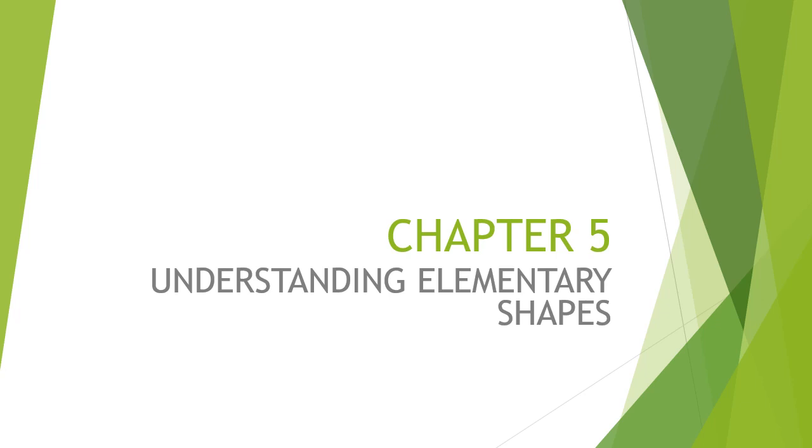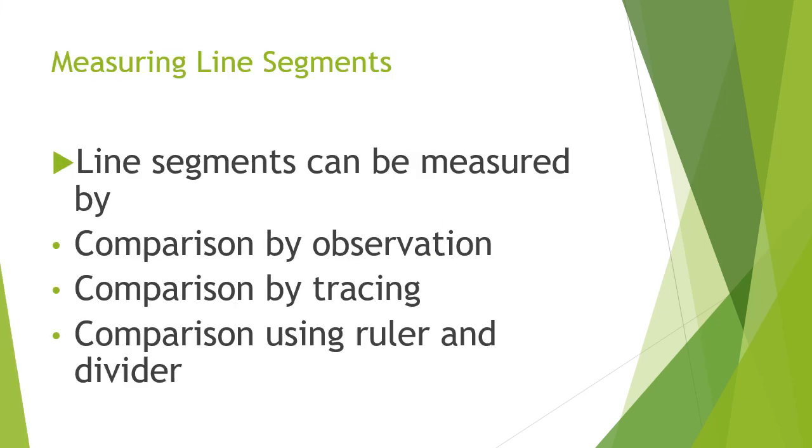Chapter 5: Understanding Elementary Shapes. In Chapter 4, we have learned about line segments. A line segment is a part of a line and it has a fixed length. Line segments can be measured by comparison by observation, comparison by tracing, and comparison using a ruler and divider.